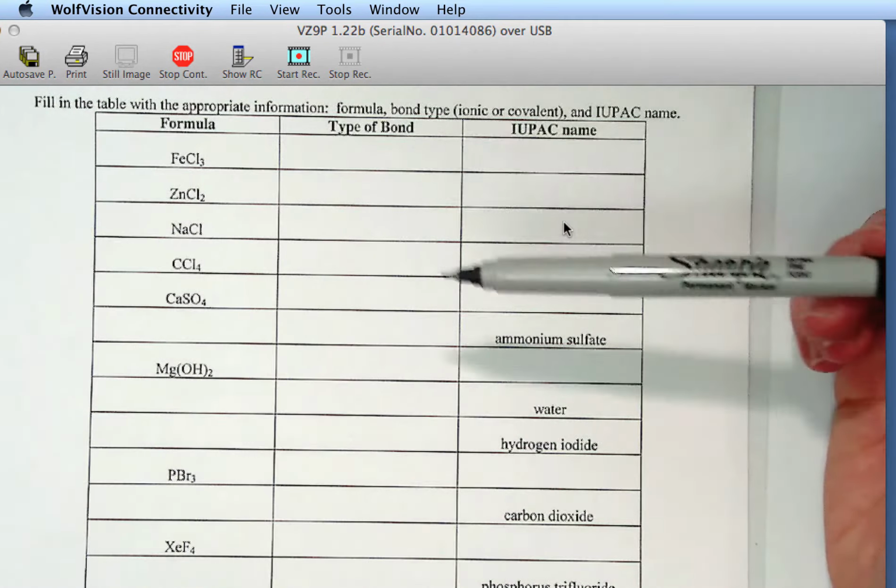Ours says 2.20. Okay, let me put 2.20. Then it's not that big of a difference, but I don't want it to confuse anybody. All right, and then chlorine. What do you guys have for chlorine? 3.16.